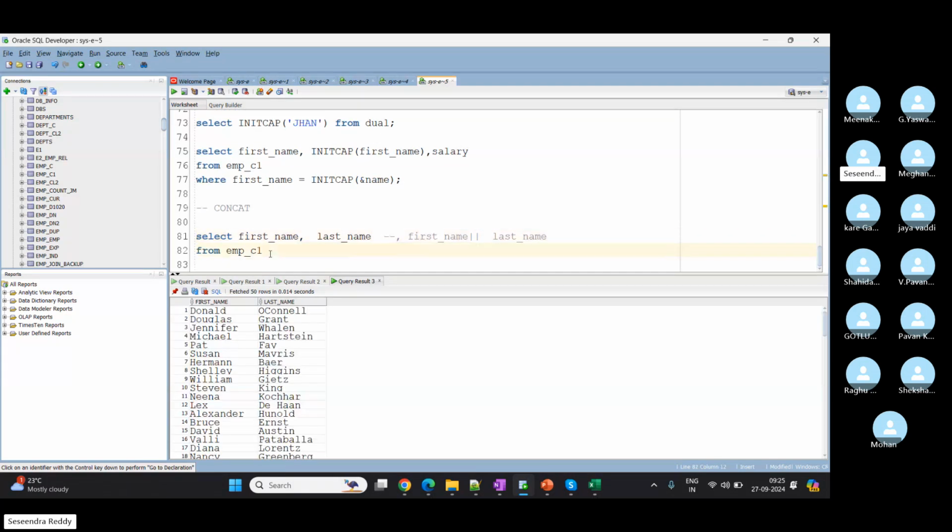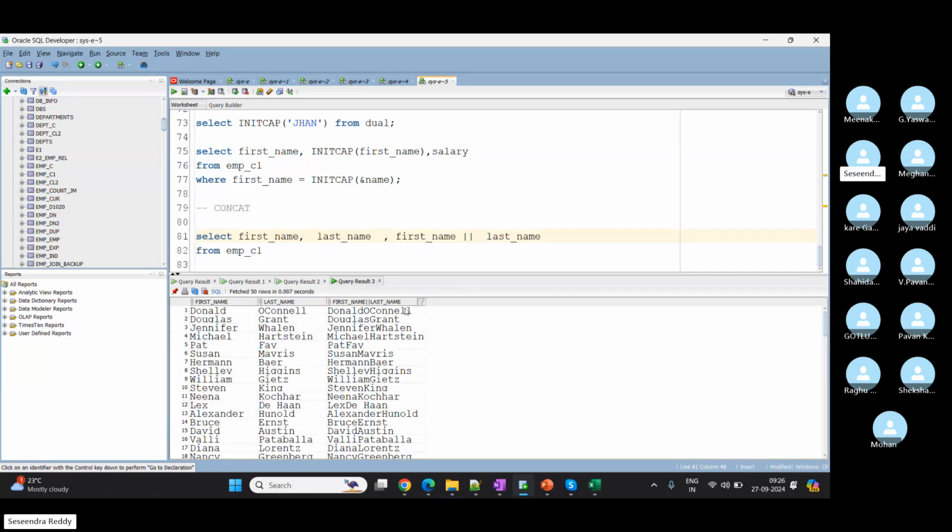Okay, so in our employee C1 table, we have two columns, first name and last name. If we want to display these two column values in a single column, we can use concatenation. It looks like this: first name, two pipe delimiter symbols, and then our second column, last name. So it concatenates first name and last name, combining two column values and displaying them as one column. Let's say I'm going to give full name as the alias name. Again, we will discuss column aliases later.